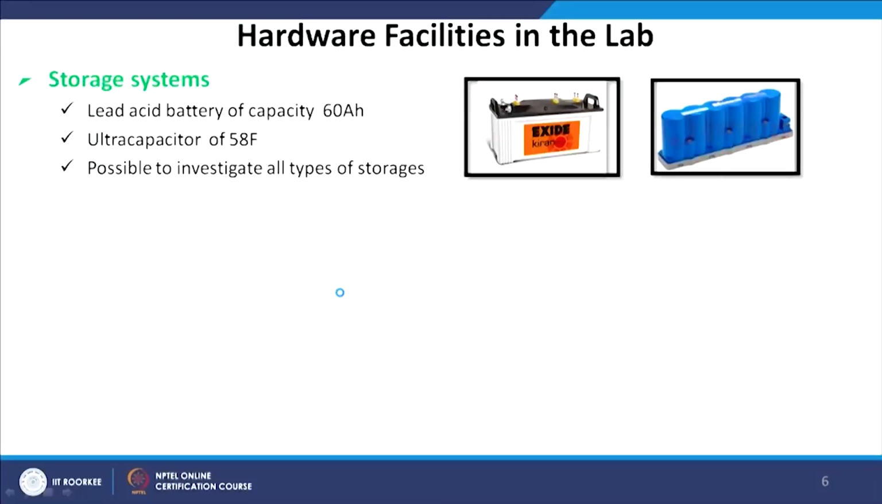Now, we also have storage sources: a lead acid battery of capacity 60 ampere hour, and an ultra capacitor of 58 farad, and we can investigate all types of storage.